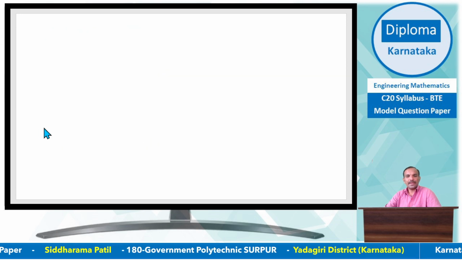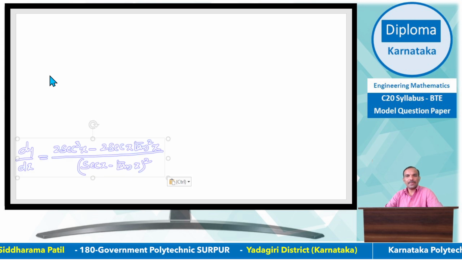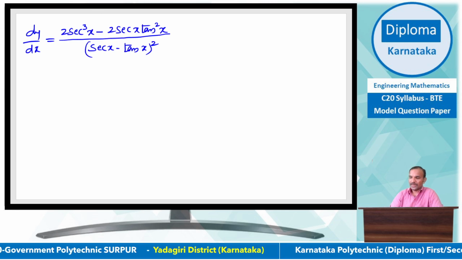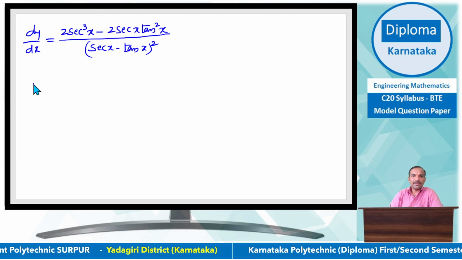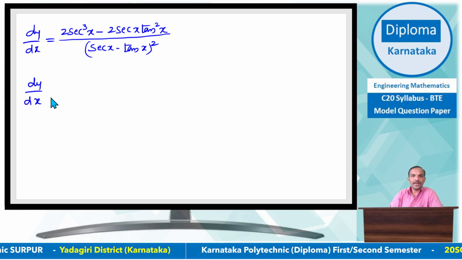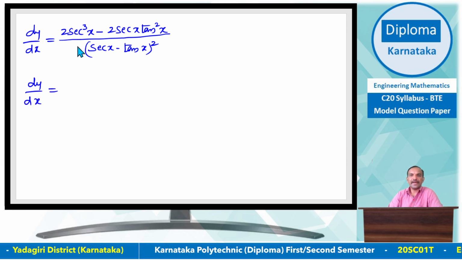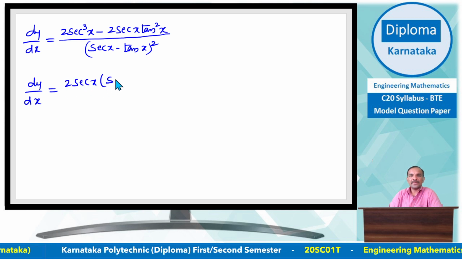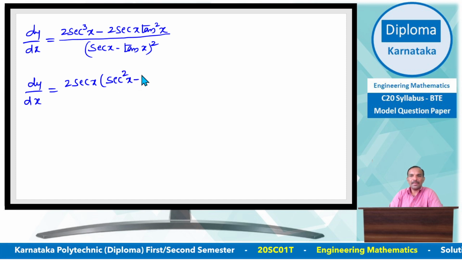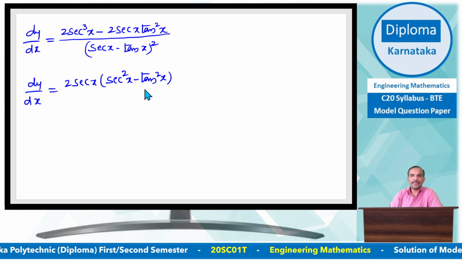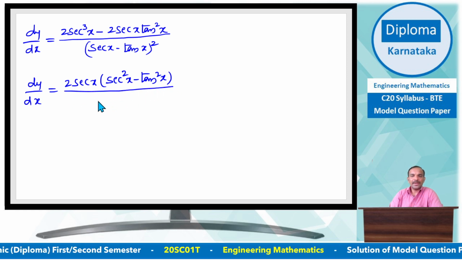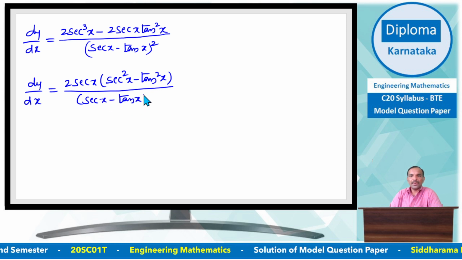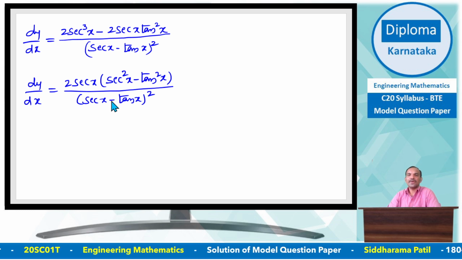Now the next step: dy by dx is equal to, common is 2 sec x, what is remaining is sec square x minus tan square x, divided by (sec x minus tan x) whole square.